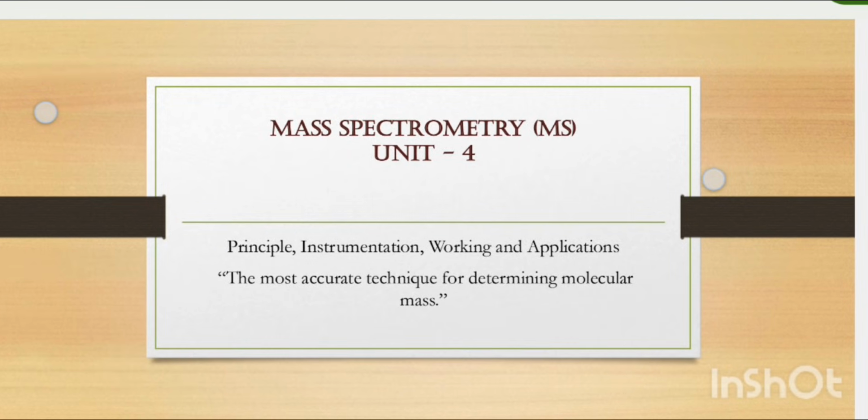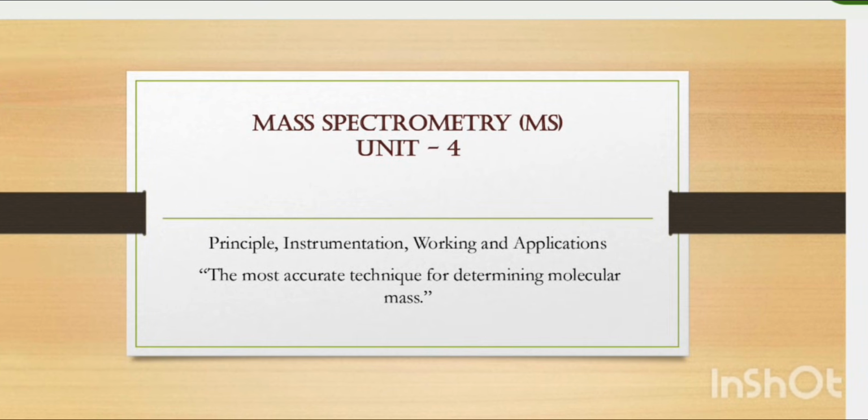Mass spectrometry is one of the most accurate techniques used to determine the molecular mass of a compound. It not only tells us the molecular weight but also helps us to identify unknown compounds and understand their structure. In this video, we will discuss the principle, instrumentation, working process, and application of mass spectrometry in a simple and easy to understand way. So, let's begin.